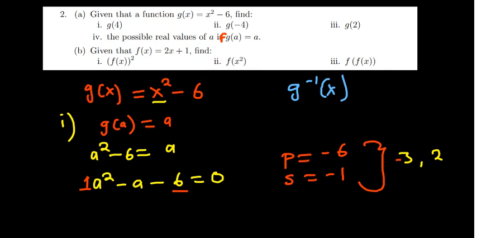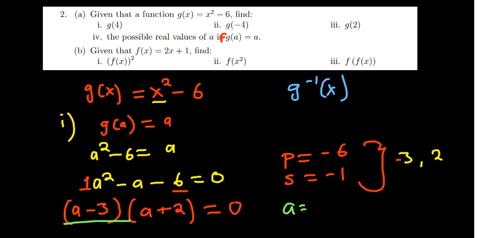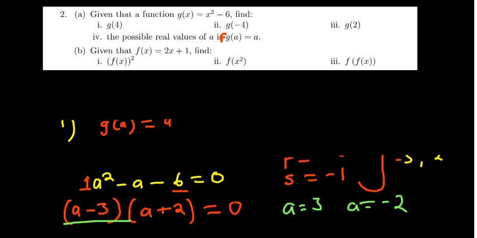The way it works is those numbers will substitute the middle part. So I have a minus 3 in one bracket, and in the other bracket a plus 2, equal to 0. You get what is in the brackets now equated to 0 separately. This one will give me an answer of a equal to positive 3, the other one a equal to minus 2. So these are the two possible values of a. Okay, so that's it with question 2a.